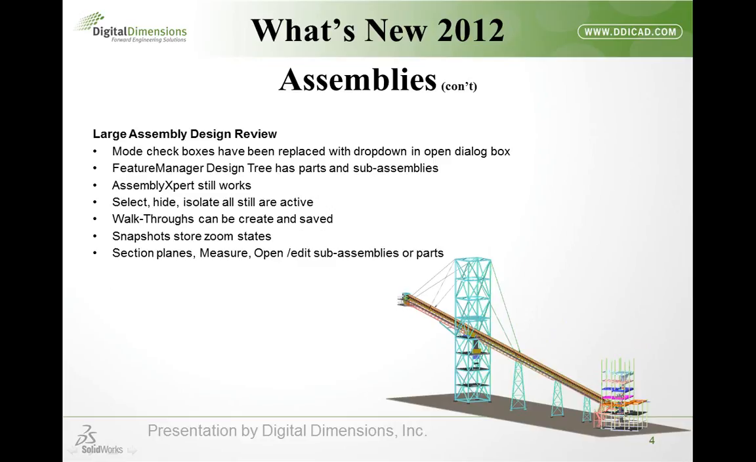Alright, so this is the other part of Assemblies, is they've done the large assembly design review. For me, I think that's kind of a big transition from the selective open. Being able to use a lot of the other items. So if you select something in the feature tree or on the model, it shows up. You can actually still get information from the assembly expert.